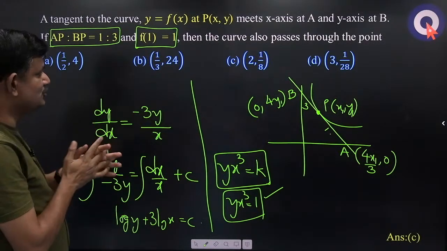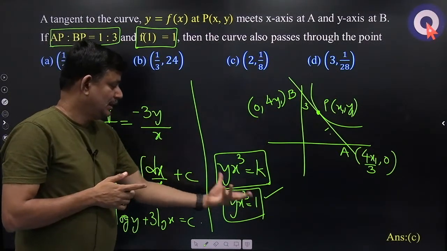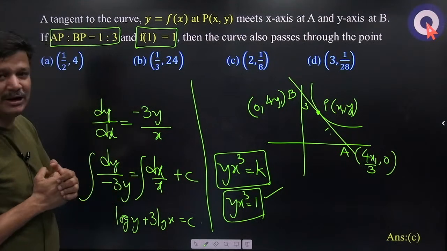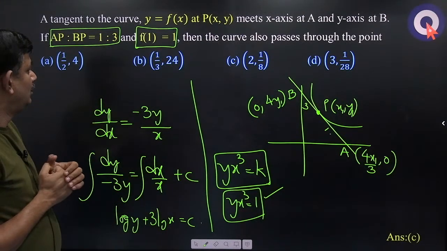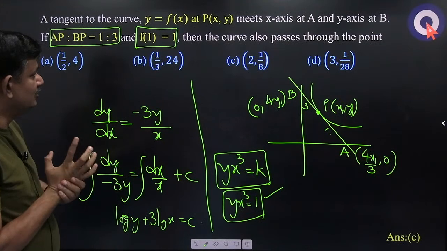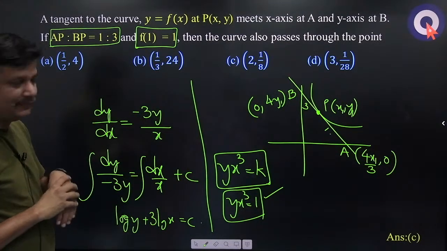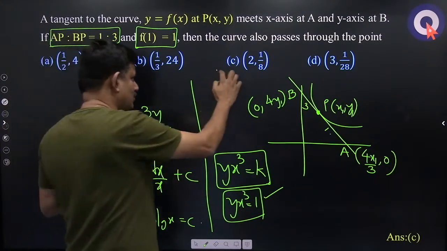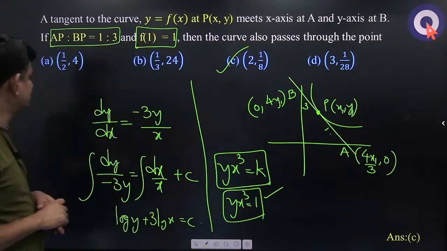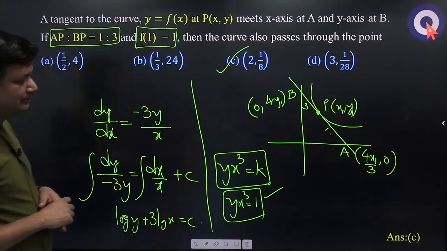So y when it is 2, x cube will be how much? 1 by 2. Or x when it is 2, y will be how much? 1 by 8. So option C is the right option. You can also check with the remaining options. Okay.